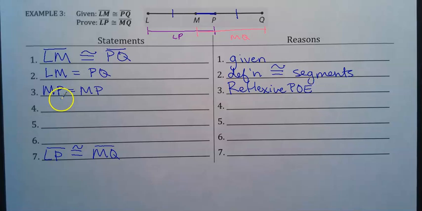Then I'm still trying to get to LP. So how can I get from LM to LP? Oh, what if I add them? What if I say LM plus MP would equal LP? Right, so I can say LM plus MP, just like up here I had MP, is going to equal LP, because I've got LP down here. Can I do that?